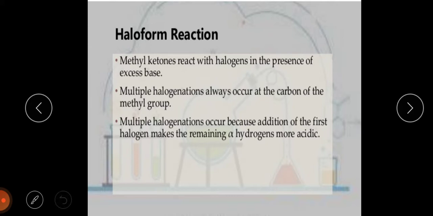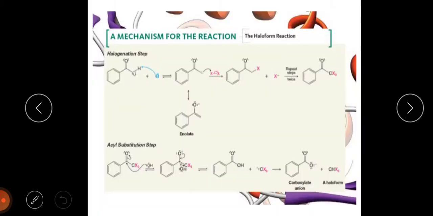The next is the haloform reaction. When ketones react with halogen in the presence of excess base, multiple halogenation always occurs at the carbon of the functional group. And this multiple halogenation occurs because addition of the first halogen makes the remaining alpha hydrogens more acidic. In this mechanism, we can see that the haloform reaction occurs in two steps.